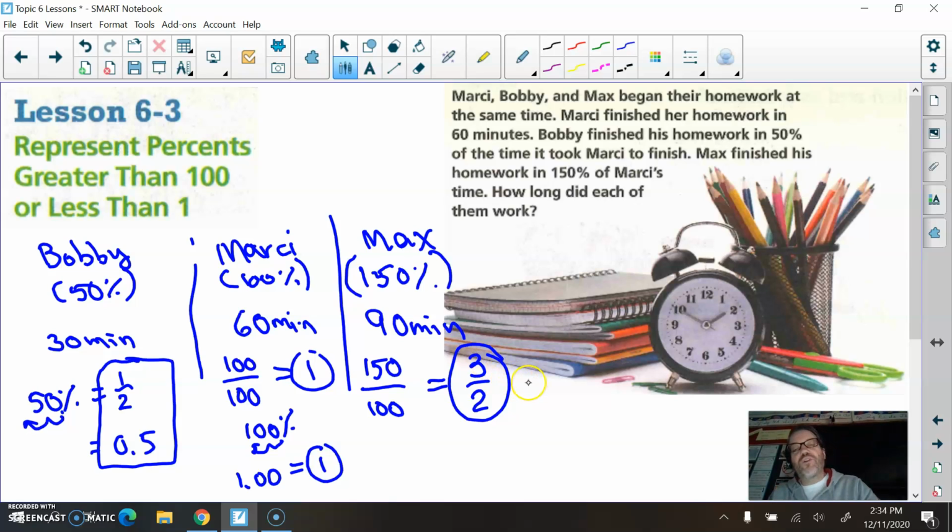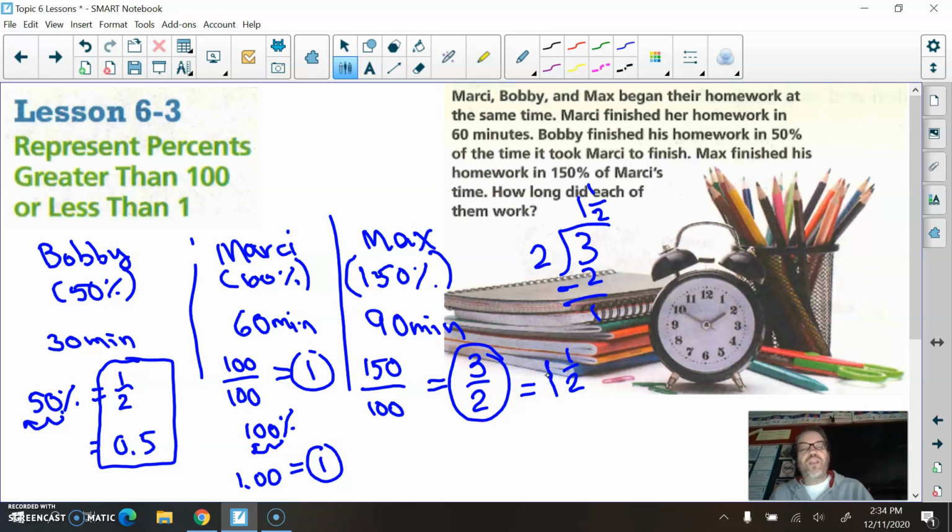Now you can go a step farther and divide 3 by 2 to change this into a mixed number. And you would end up getting 1 and 1/2, right? 1 times 2 is 2, remainder is 1, and then you put the remainder over the divisor. So 1 1/2 is also technically the fractional form of 150% if you were to write it as a mixed number.